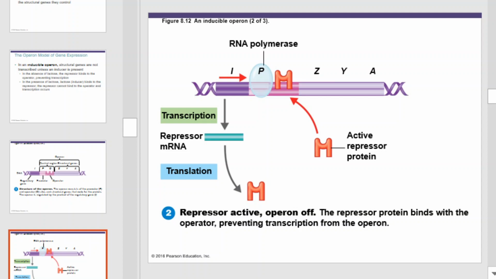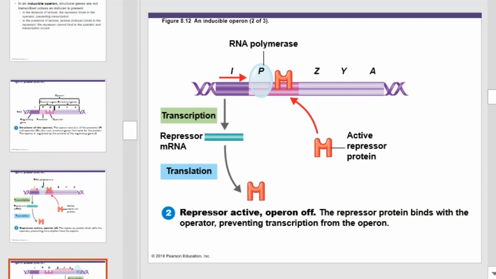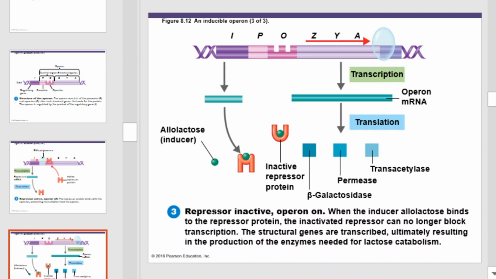This is an illustration of repressor active, operon off. Operons. The repressor protein binds with the operator, preventing transcription from the operon. This is an illustration of repressor inactive, operon on. When the inducer, allolactose, binds to the repressor protein, the inactivated repressor can no longer block transcription. Structural genes are transcribed, ultimately resulting in the production of the enzymes needed for lactose catabolism.